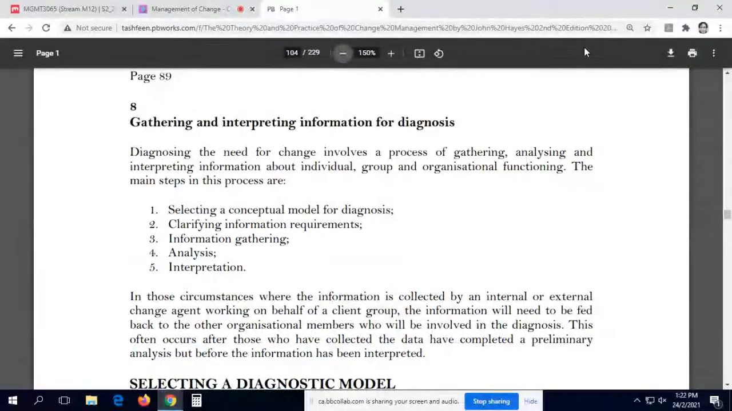When you will be doing any type of analysis, diagnosis, all of those things which we discussed in the last chapter, organizational diagnosis, organizational analysis, you would need information. Yeah, you would need information, data. You would have to have that.